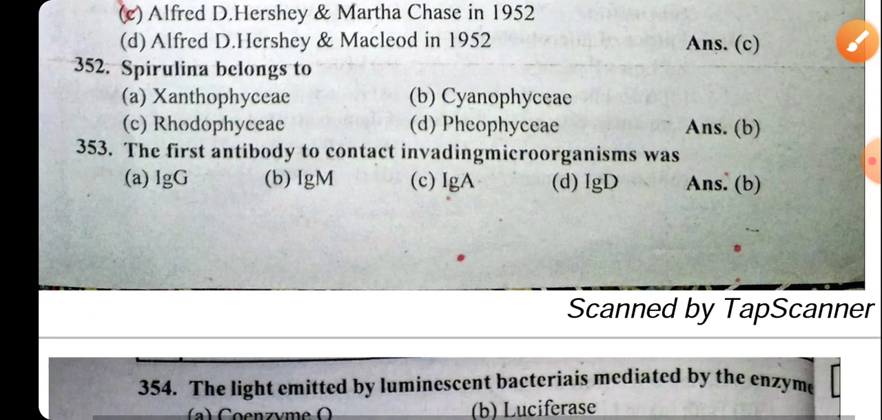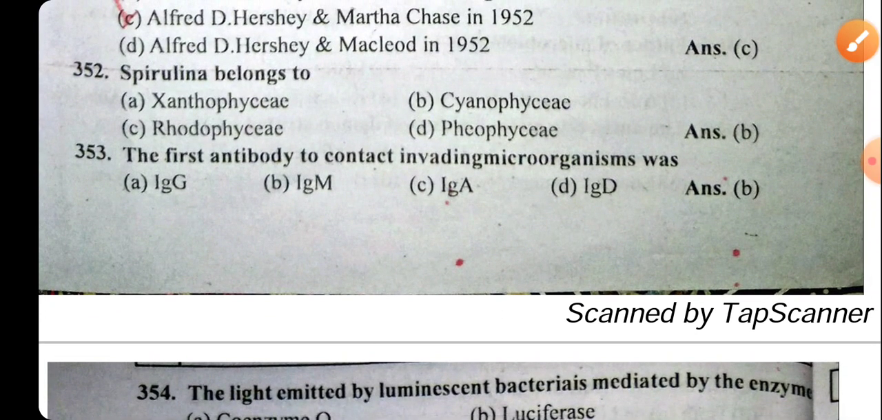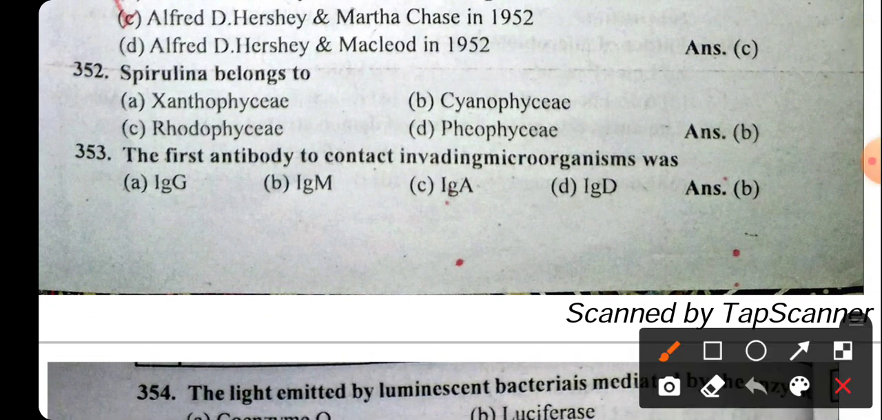Now the next question is: Spirulina belongs to the Cyanophyceae. That is option number B, the right answer. Now the next question is: the first antibody to contact in the microorganism was IgM. Okay, that is immunoglobulin M.